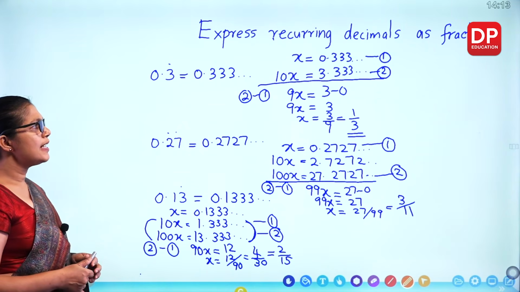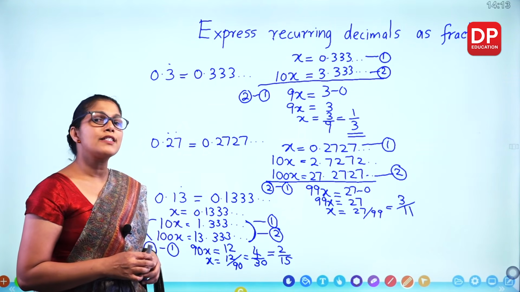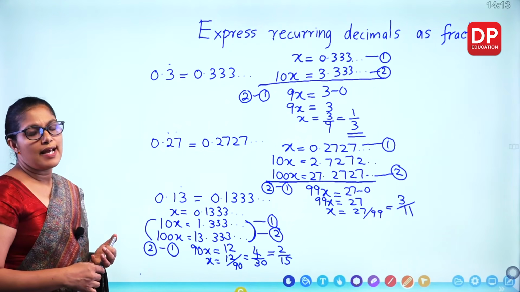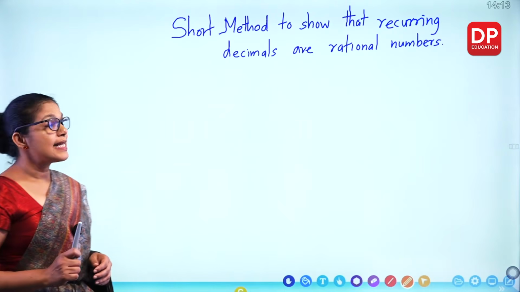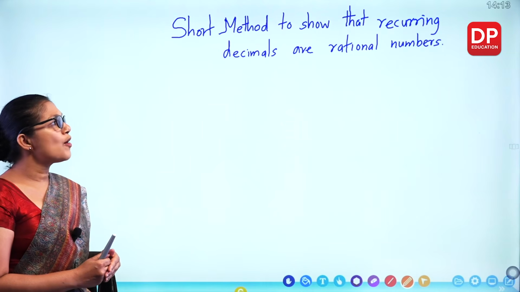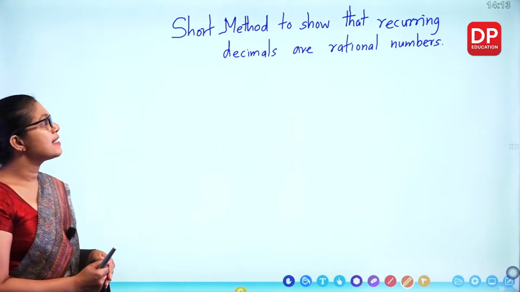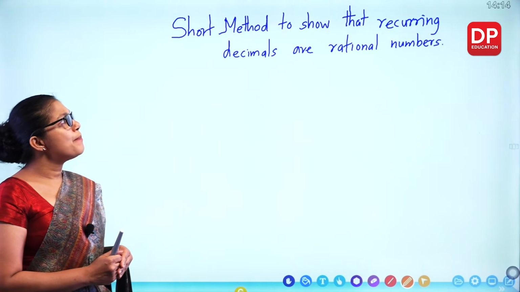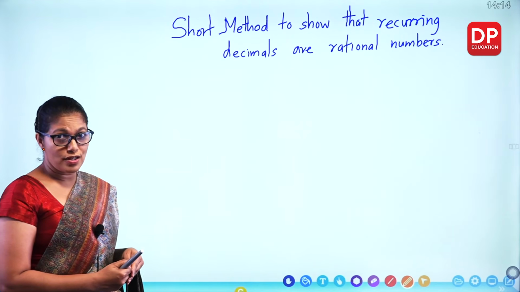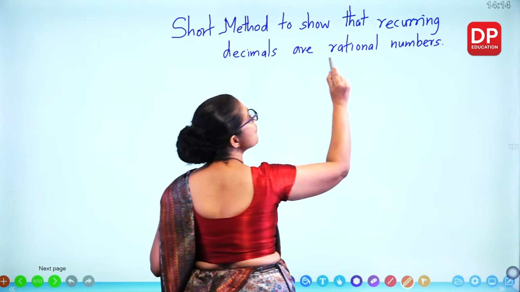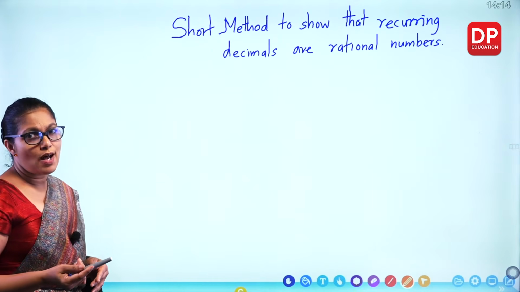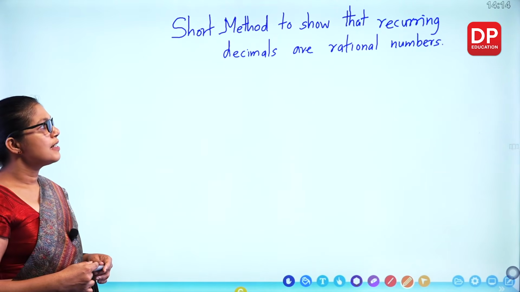Now we'll see this number also we can convert to a fraction. So remember this method. Till you get the same set of decimal digits, you multiply by 10, 100, 1000, like that. Now we'll see a short method. Now we use the algebraic method to find out the fractions for recurring decimals. Now I'll teach you another method, a short method to convert recurring decimals to fractions. Why? Because fractions are rational numbers. So basically recurring decimals are also rational numbers.